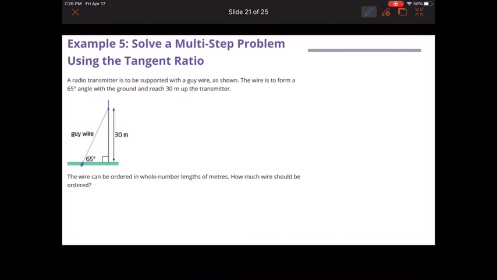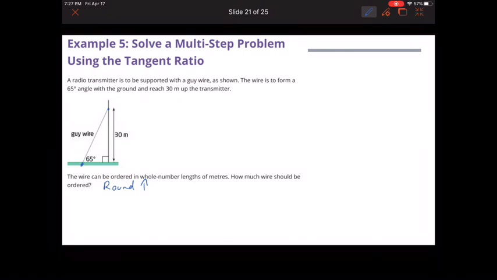There'd probably be one on either side or all four sides, something to hold it up, but that's what a guy wire is. The wire is to form a 65-degree angle with the ground and reach 30 meters up the transmitter. The wire can be ordered in whole number lengths of meters. How much wire should be ordered? We are going to have to round up at the end, because if we order something slightly less, we are going to be short.